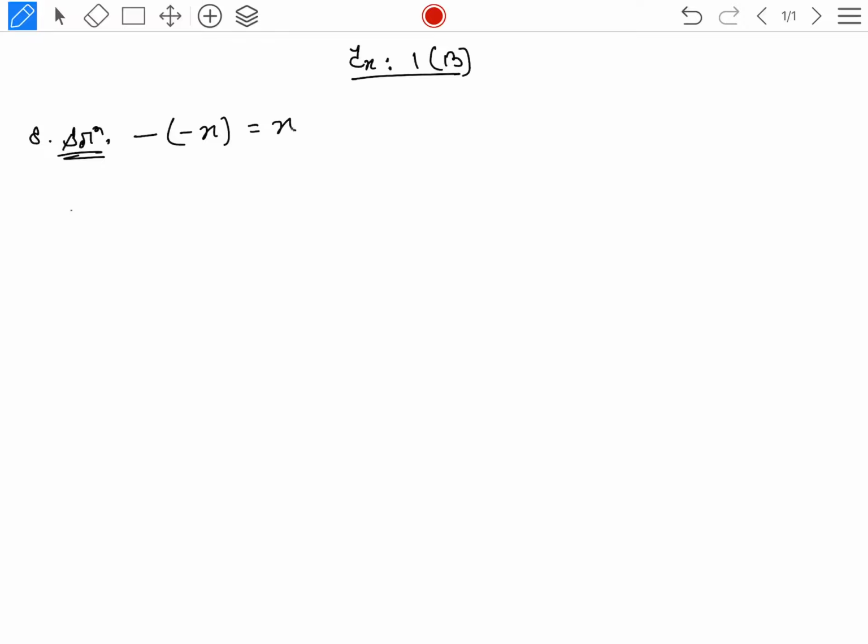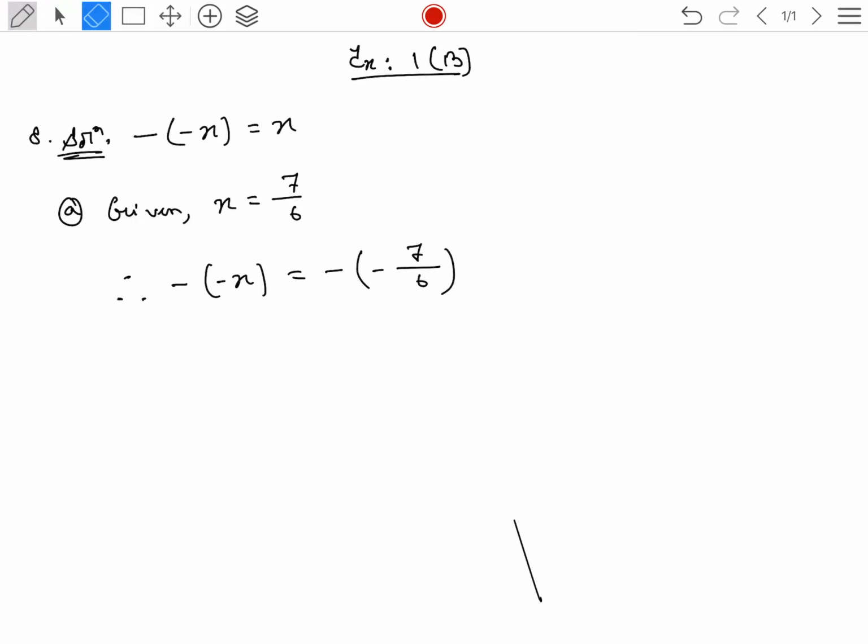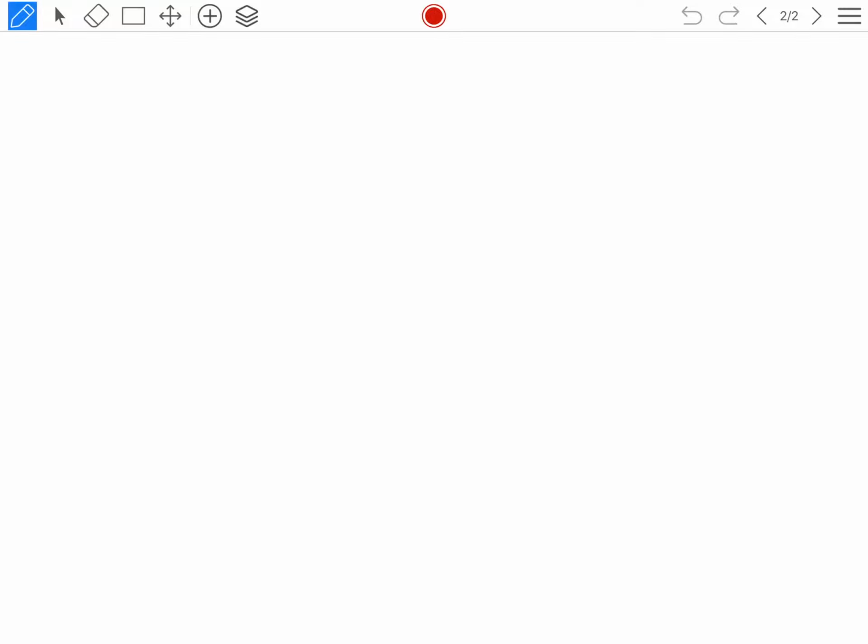In the first one, it is given x equal to 7 by 6. So we need to find minus of minus x. Therefore, minus of minus x means, in place of x you put 7 by 6. Minus and minus becomes plus, so it will be 7 by 6. Understood? So from this we can say that minus of minus x is equal to x. Part B you can do, because this one is very easy.